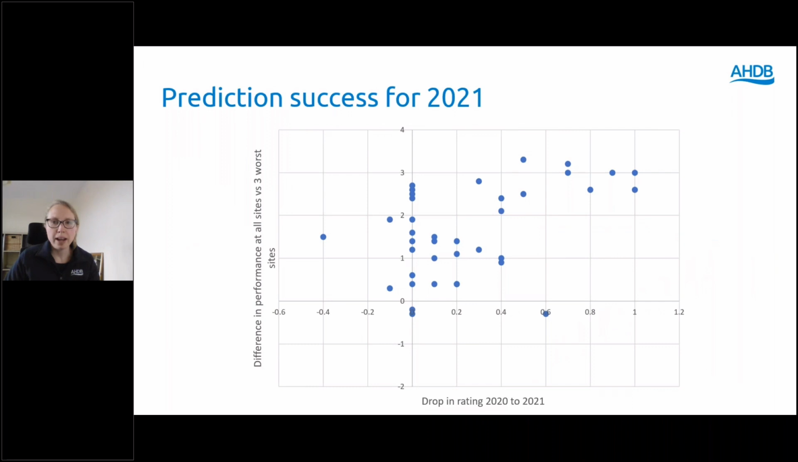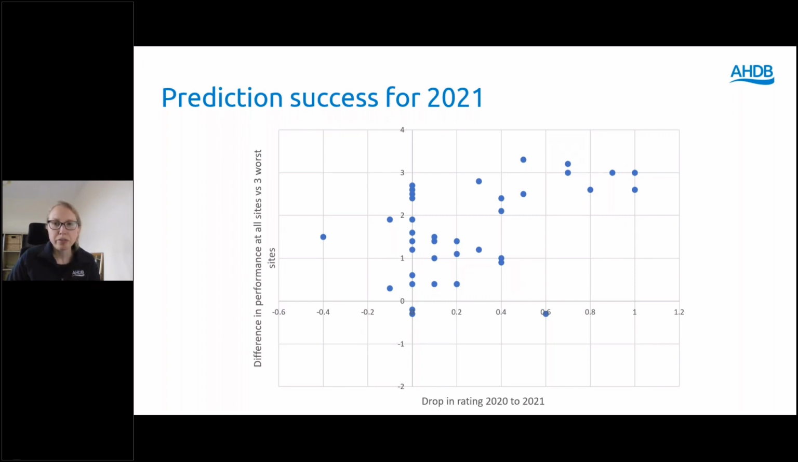So how well has the yellow rust watch list worked in the last few years to protect varieties whose resistance might be being eroded? Well, we can look at this by comparing the difference in a variety's average performance against yellow rust to its performance at its 3 worst sites. So that is the information that's provided in the watch list. And this is shown here for 2020 on the y-axis, and we compare that with how much its RL rating fell in the following season, which is shown on the x-axis.